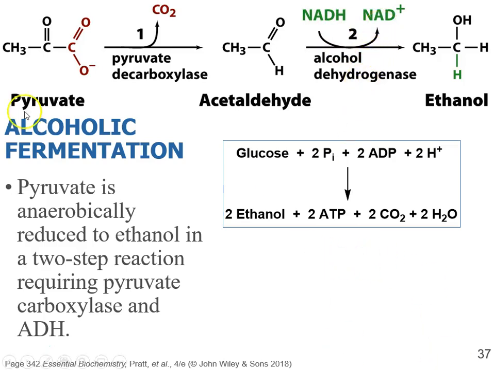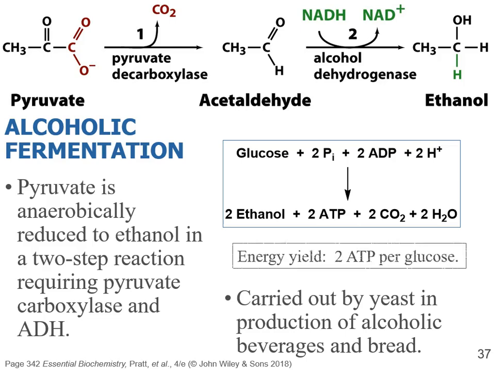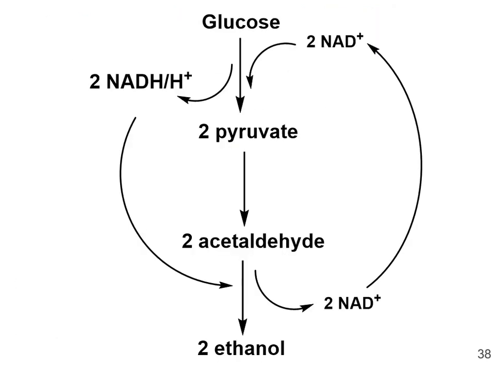So again, if this is our 10 reactions plus 11 and 12, say, if we took all 12 of those reactions and added them up, we'd find that glucose is converted to ethanol and CO2 and then ATP. So that's carried out by yeast in the production of alcoholic beverages. It also happens when you bake bread, and the alcohol evaporates in the baking process. So again, 2 ATPs per glucose is what you get.